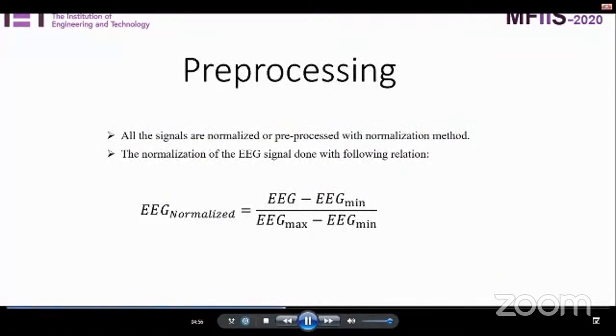For the pre-processing, all the EEG signals undergo a pre-processing method. Pre-processing is done by the normalization method. The normalization of the EEG signal is done by the following relation. We can get the normalized EEG signal by this equation, that is EEG minus EEG mean divided by EEG max minus EEG mean. Here EEG mean is the minimum amplitude of the EEG signal and EEG max is the maximum amplitude of the EEG signal.